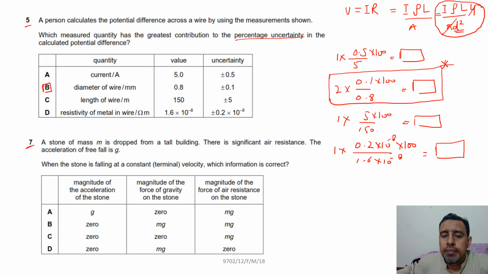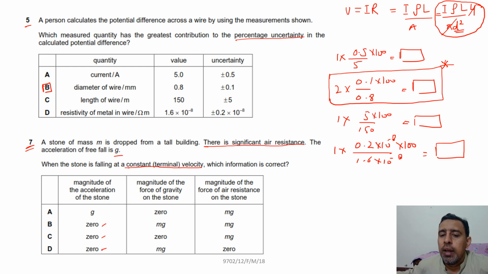Question number 7. Question number 6 is not here because it is now out of the syllabus. A stone of mass m is dropped from a tall building and air resistance is not ignored. It means air resistance is considered. The acceleration of free fall is g. When the stone is falling at a constant speed, or terminal speed, it means zero acceleration. So which is the correct one? So we come to know that the acceleration is 0. Option A, B, C, D, in all these the acceleration is 0.